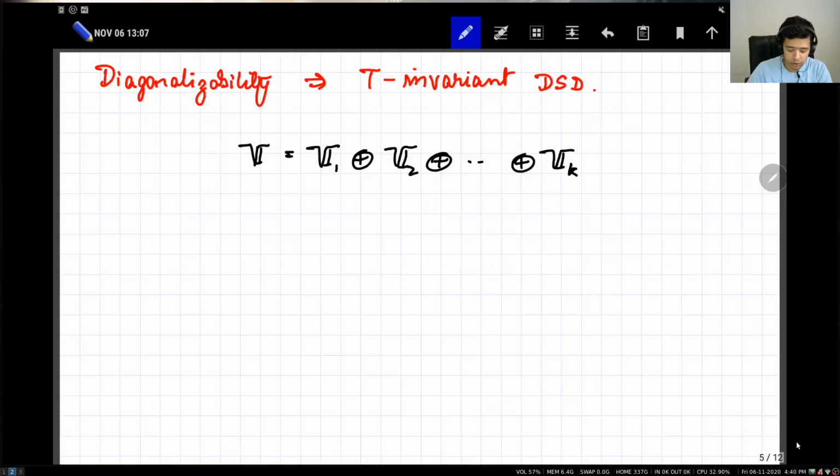and what we can do is write V as a direct sum of subspaces, in fact a direct sum of the eigenspaces of the matrix. So suppose that T has eigenvalues lambda 1, lambda 2 up to lambda k, and let V1, V2 up to Vk be the eigenspaces corresponding to lambda 1, lambda 2 up to lambda k. Then V can be written as a direct sum of these eigenspaces.